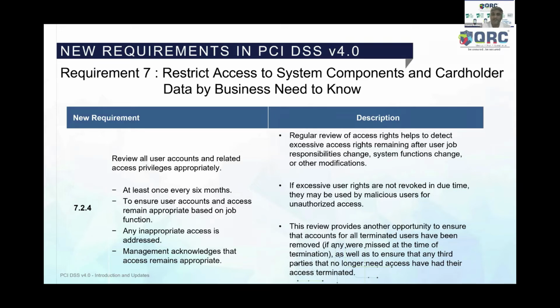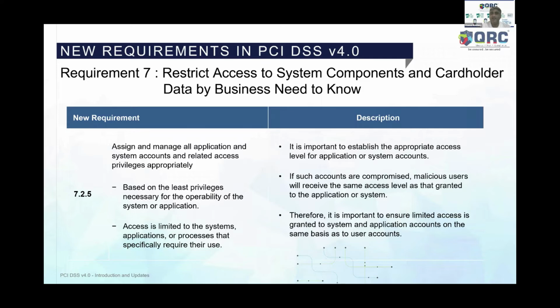So the significant change is that every 6 months you have to review all user accounts. That is one of the significant changes. And definitely other things like application and system accounts and related access privileges appropriately. So all the system components you are using, whether applications, databases, networks, or servers, everything, the least privileges need to be assigned, and also verified every 6 months.